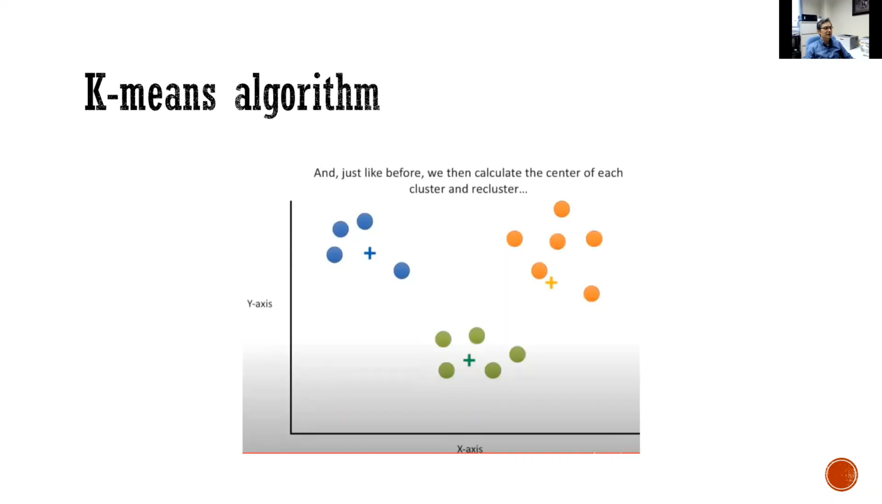This procedure will go on and on until there is no change of membership anymore. This is called a converged solution. You have basically reached the optimization, which minimizes the within-group distance, so the overall sum is small. So that's how the k-means algorithm is running.